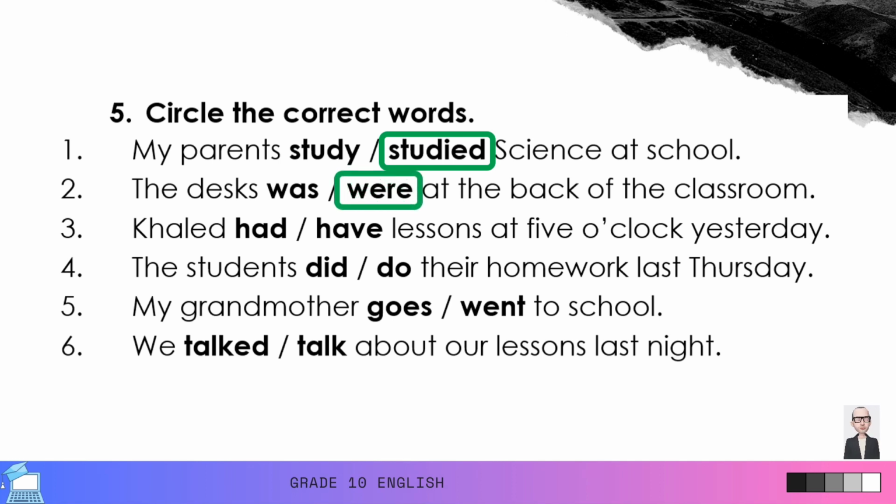Khaled had or have lessons at 5 o'clock yesterday. Now 5 o'clock yesterday is of course in the past. The past form of the verb have is had. So we'll say Khaled had lessons at 5 o'clock yesterday.